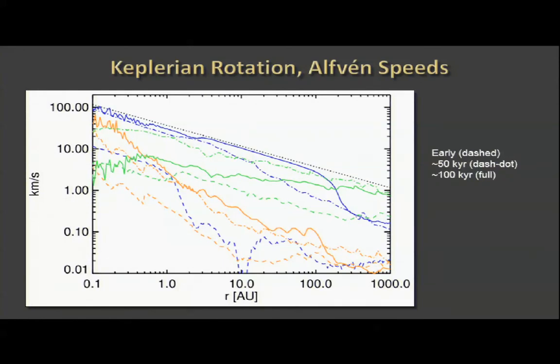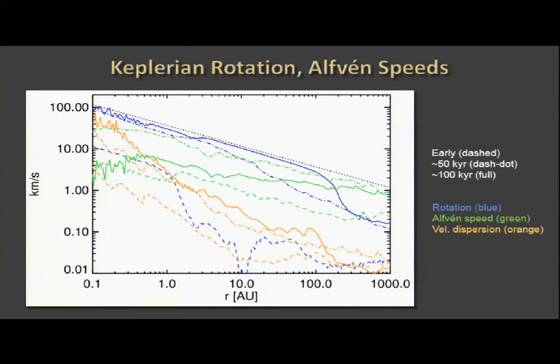Then the colors. Rotation is in blue, and because I wanted to show the magnetic energy in comparison to the rotation energy, I turned that into Alfvén speed. So the green is Alfvén speed. And the orange is velocity dispersion remaining when you subtract the orbital motion. And this is quite amazing.